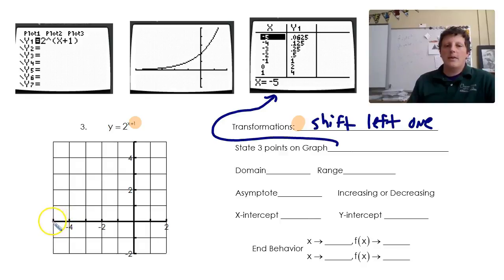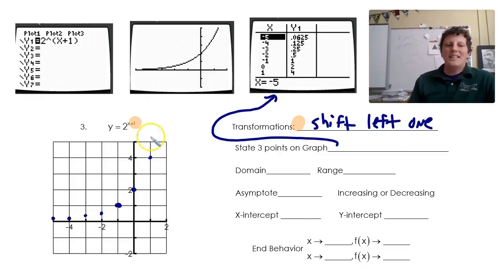So -5, comma, real close to the x-axis. -4, still real close. -3, 0.25, about a quarter of the way to 1. -2, 0.5 is halfway to 1. -1, 1, 0, 2, 1, 4, and it looks like I'm going to be off of this graph.